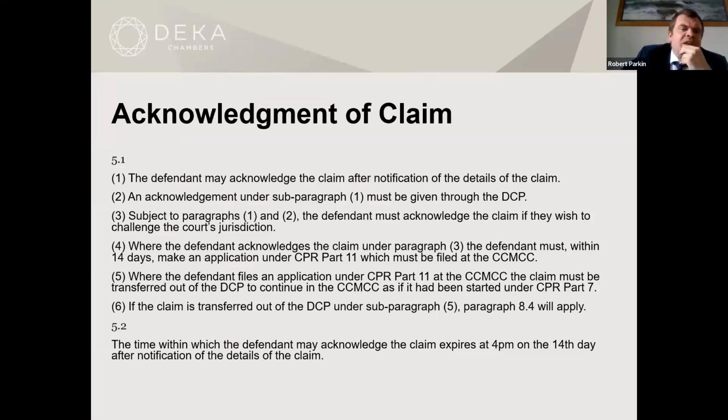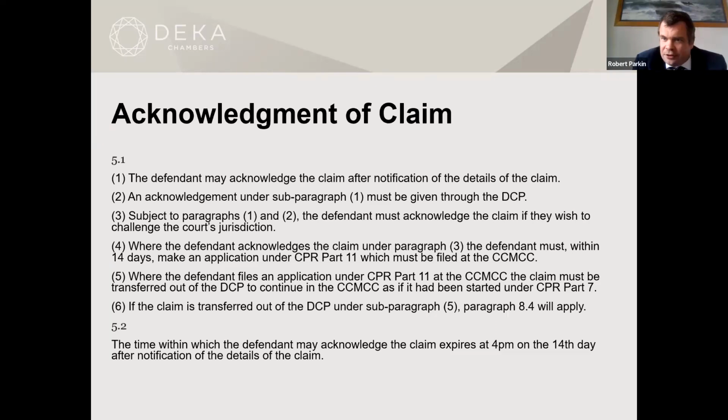The defendant may acknowledge the claim after notification of the details of claim. So after the particulars, not after the claim form, as you might expect, but within 14 days of the date of the particulars. All right. You must do so, the defendant must do so, if the defendant wishes to dispute jurisdiction under Part 11. So, for example, they've served outside of the 4 months allocated. That's the most common situation. There could be others.